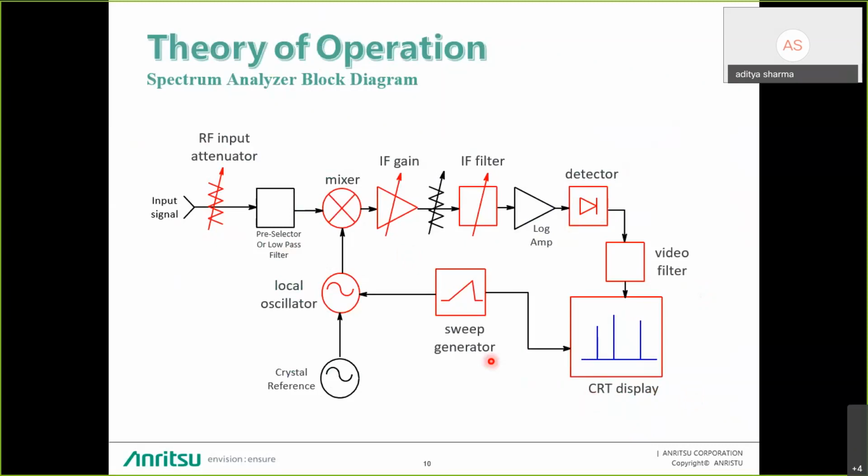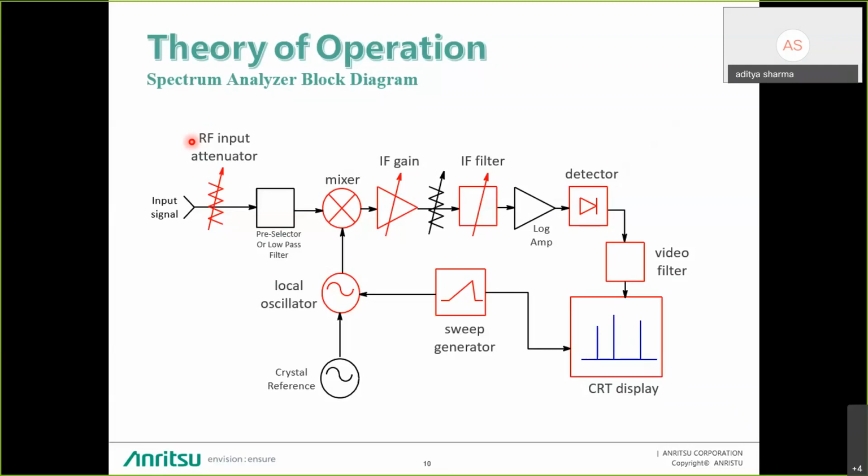Individually, first in a spectrum analyzer there is the RF attenuator at the input, right? This is to safeguard the instrument itself. If by mistake a user gives a higher power signal to the spectrum analyzer to measure the power, it might damage the instrument itself. To safeguard that, there is a provision of an input attenuator. It attenuates and lowers the power level of the signal, and then it goes through the rest of the system.